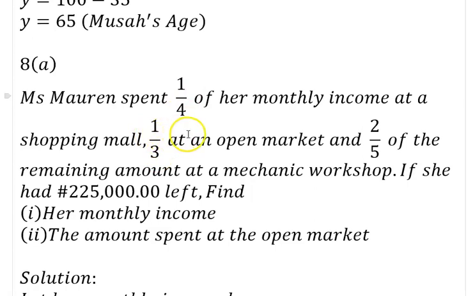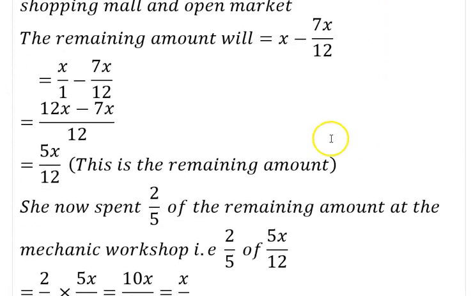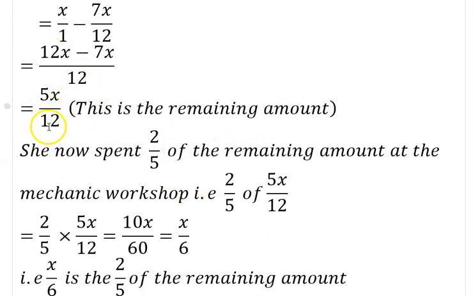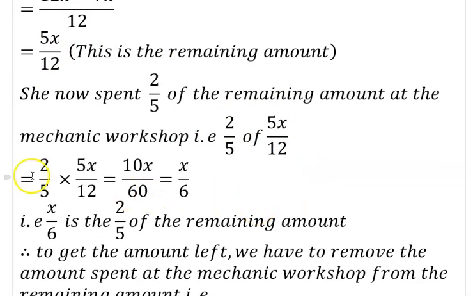Now, a certain amount is remaining. She now spent 2 over 5 of that remaining amount at the mechanic workshop. Now this is the remaining amount. She spent 2 over 5 of it. So 2 over 5 of 5x over 12. So let's get that. 2 over 5 times 5x over 12. 2 times 5x will give us 10x. 5 times 12 will give us 60. So 10 here 1, 10 here 6. So we are left with what? x over 6. That is, x over 6 is the 2 over 5 of the remaining amount.